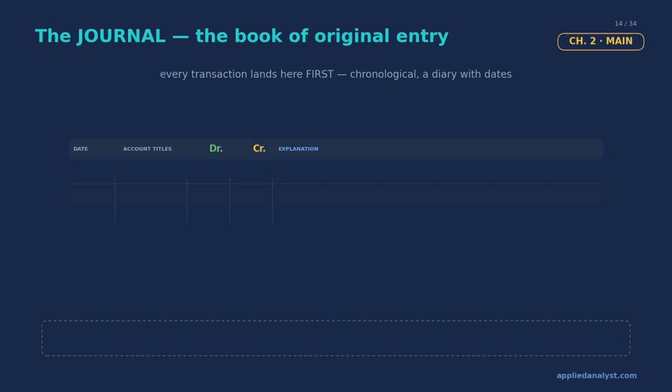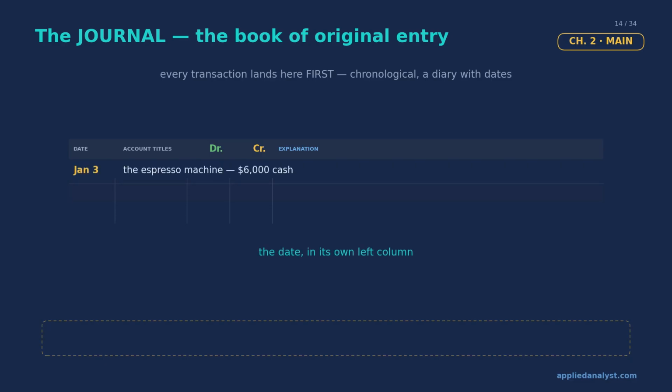The journal is the book of original entry because every transaction lands here first, in chronological order, day by day, a diary with dates. And this is the part students skip because it looks like paperwork, and then they cannot work out why nothing balances 3 steps later. Do not skip it. And the format has strict manners kept for 500 years.